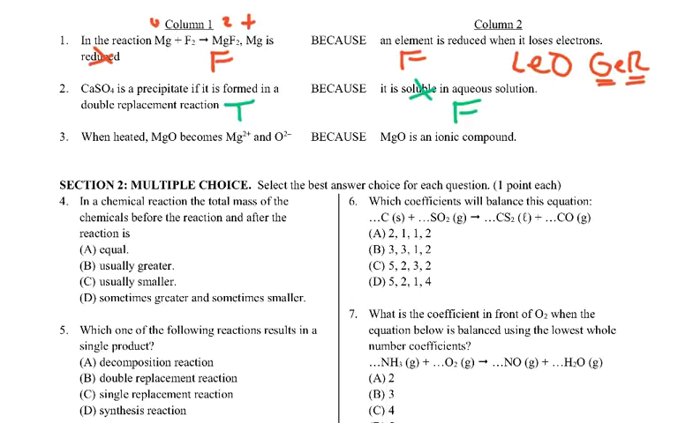When heated, magnesium oxide becomes magnesium and oxygen. This is false. And this is that question where when we are going to decompose something by heating, it turns into its elements. So that would turn into magnesium and it would turn into oxygen, not the ions. If we dissolved it in water, it would turn into those ions. But this statement is false. Magnesium oxide is an ionic compound. That is absolutely true. So this would be a false true.